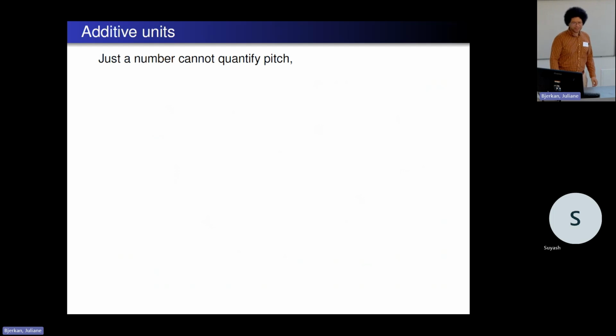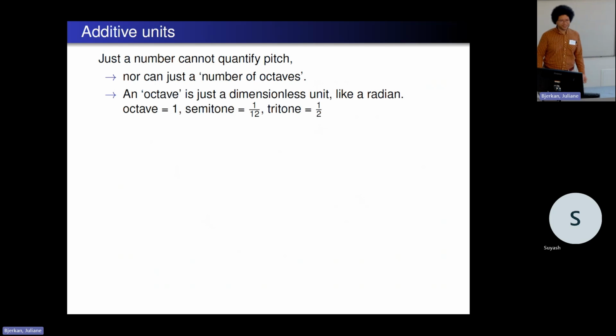So to quantify pitch, you can't do it using just a number. But you also can't do it using just a number of octaves, like minus 1.5 octaves. That's not a pitch, right? An octave is actually just another example of a dimensionless unit, like a radian. So an octave we can just think of as the number 1.